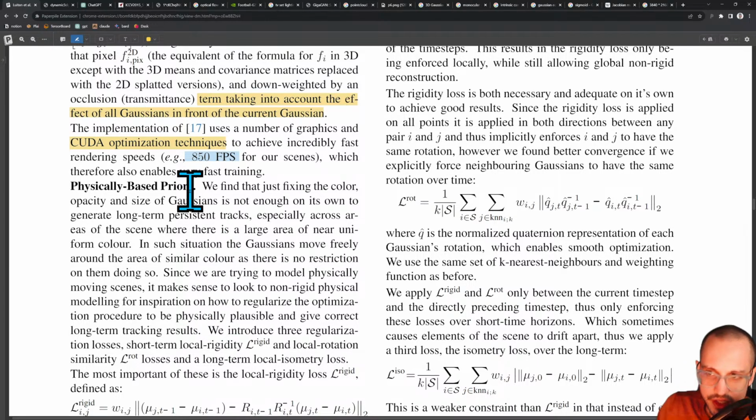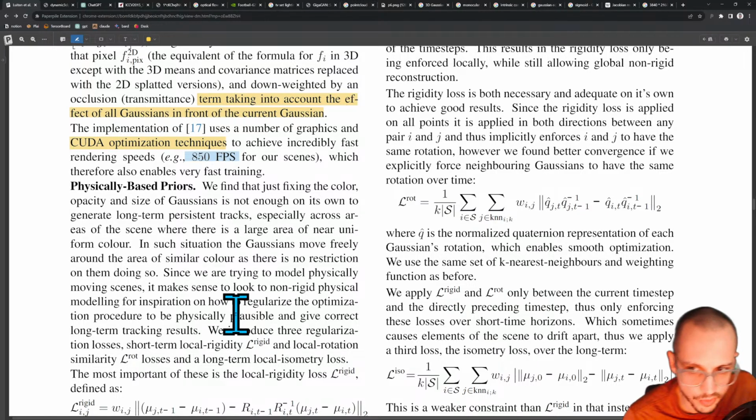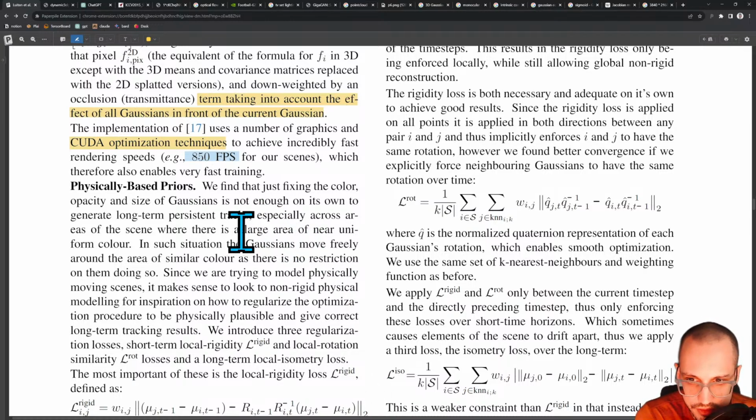We find that just fixing the color, opacity, and size of Gaussians is not enough on its own to generate long-term persistent tracks, especially across areas of the scene where there is a large area of near uniform color. Yeah, this is a huge problem in so many other things in computer vision, these large areas of near uniform color. If you've ever done stereo disparity or monocular depth or anything like that, these always have issues. In such a situation, the Gaussians move freely around the area of similar color as there is no restriction on them doing so.